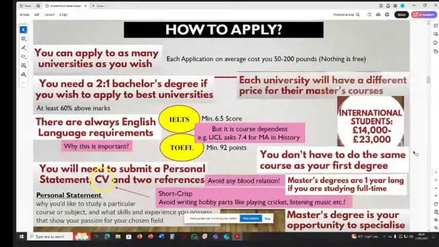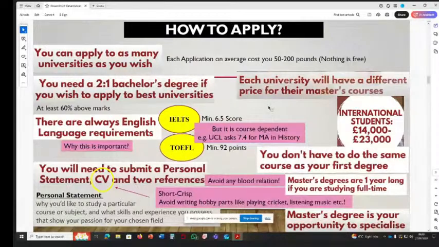Okay, now how to apply? This is a very complex thing, but I think it is the most common question that students ask. You can apply to as many universities as you want, but just mind it, nothing is free in this country. Some applications can charge £50 to £200. It depends. Initially they will not charge anything, but if you are selected or clear the first round, they will start asking you for the money. So just check it out.